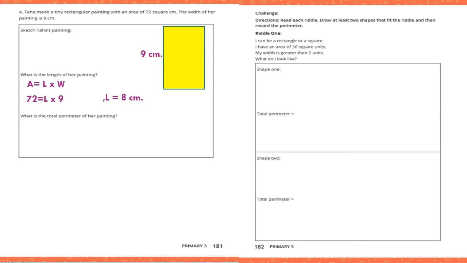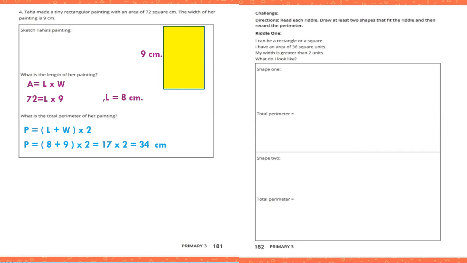centimeters. And what is the total perimeter of the painting? Perimeter is length plus width all times 2. So 8 plus 9 all times 2 equals 17 times 2 equals 34 centimeters. Now let's move to the challenge.